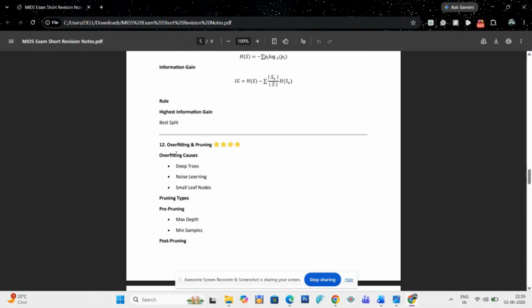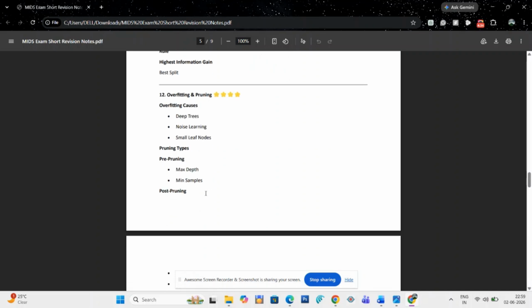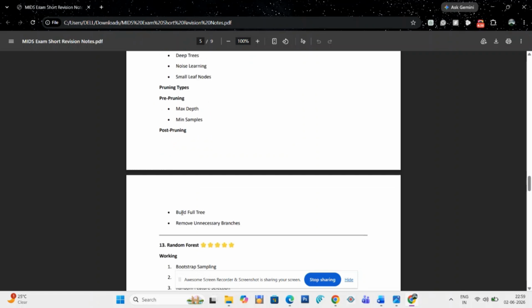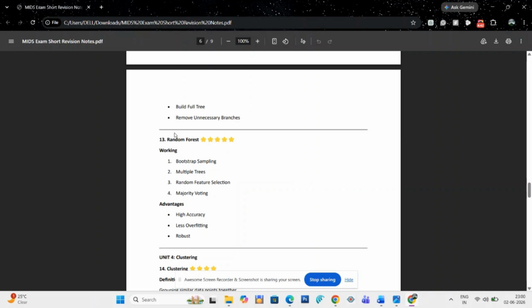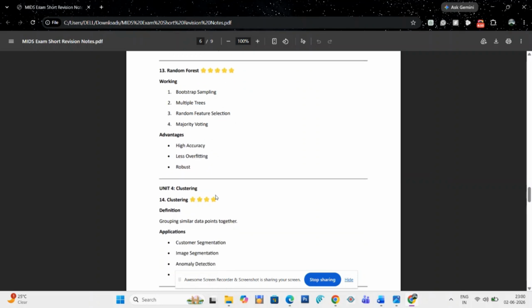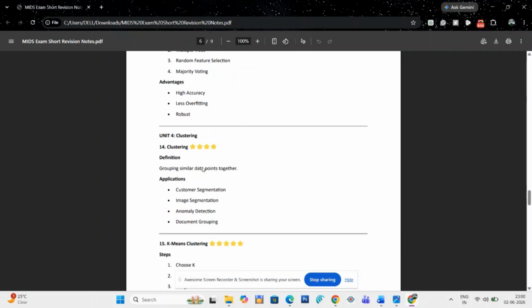Next concept is overfitting and pruning. Overfitting causes are deep trees, noise learning, and small leaf nodes. Pruning types: pre-pruning, in which maximum depth and minimum samples; post pruning, in which you build the full tree and remove unnecessary branches. Okay, so next is random forest. Working of random forest is bootstrap sampling, multiple trees, random feature selection, and majority voting. Advantages are high accuracy, less overfitting, and robustness.